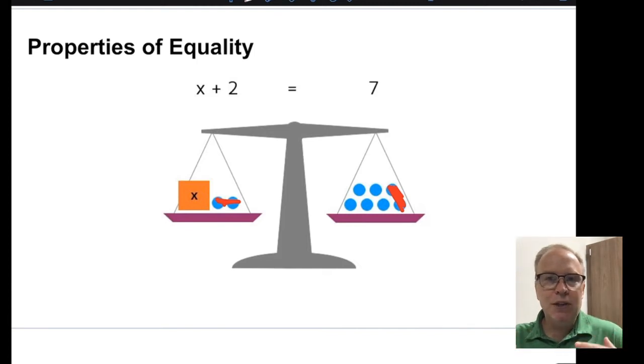That's something you need to just... I like to call it your algebra spidey sense. When you mess up the balance, it ought to feel wrong. Like, Mr. White, was that maybe not what I should have done?